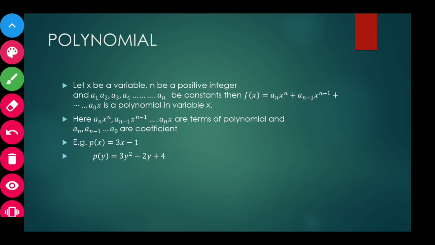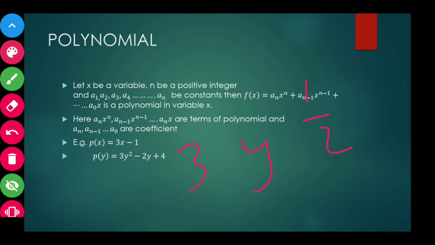So let's see the example. Here the example 3x minus 1 is a polynomial, as well as 3y square minus 2y plus 4 is also a polynomial. But if I write an equation 3y to the power minus 2 plus 4, this is not a polynomial because here minus 2 is a negative integer. Remember the definition: it clearly says that n should be a positive integer. That means 3y to the power 1 by 2 is also not a polynomial.